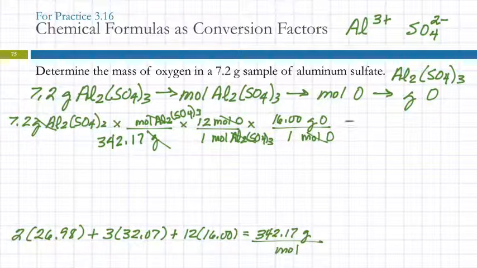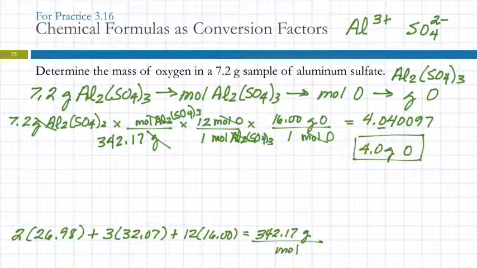And so she got 4.0401, and I'm getting the same thing. So we want just two significant figures, right? Because it's 7.2. So 4.0, and then if we keep going, it's 0.0401. I only need two, though, so I'm going to call this 4.0 grams of oxygen. Any questions?